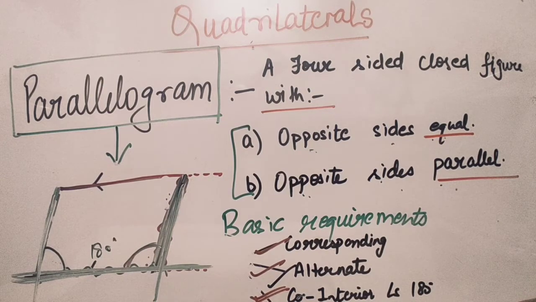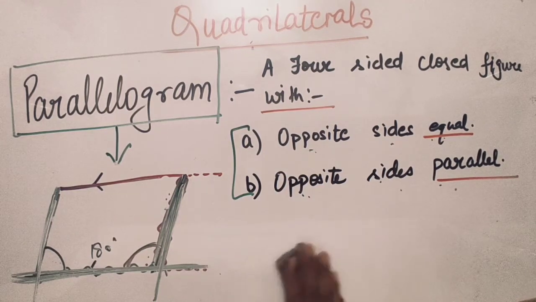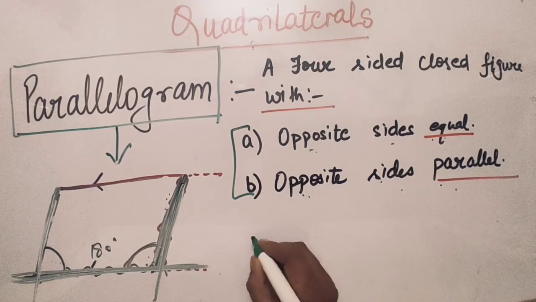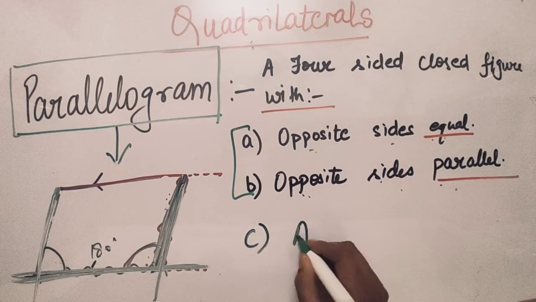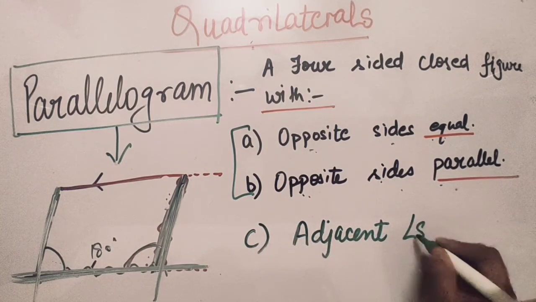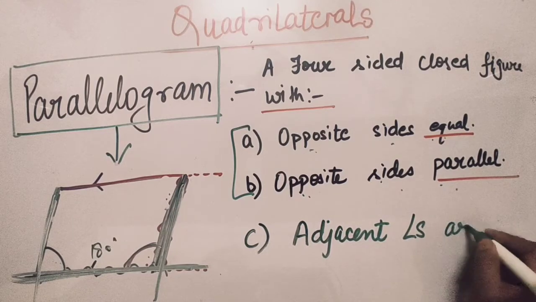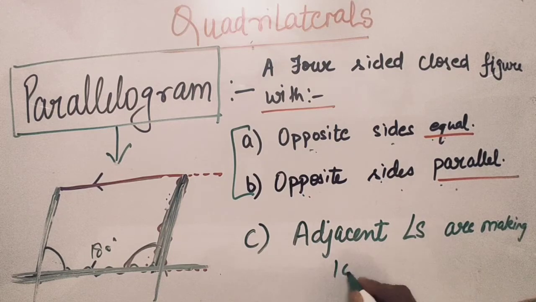So in other words, we can say that the third requirement for being a parallelogram is that adjacent angles are making 180 degrees. Adjacent angles will always make 180 degrees, right?